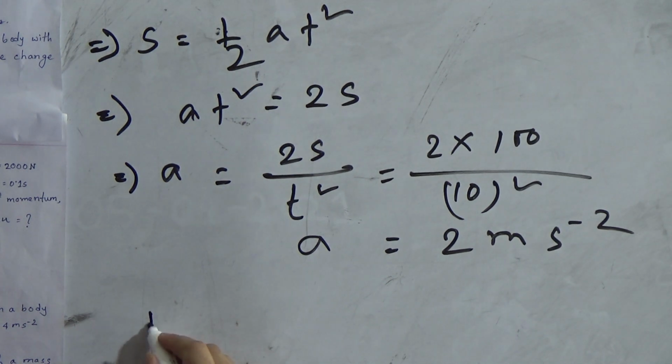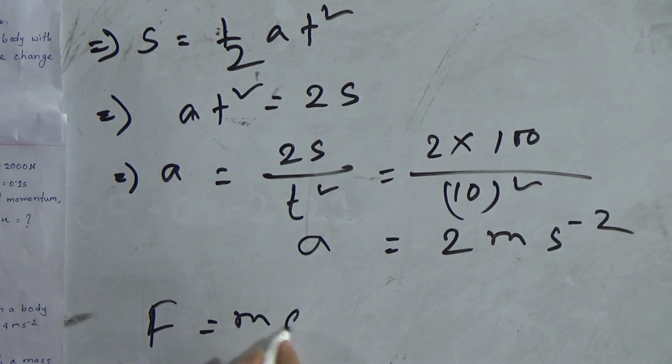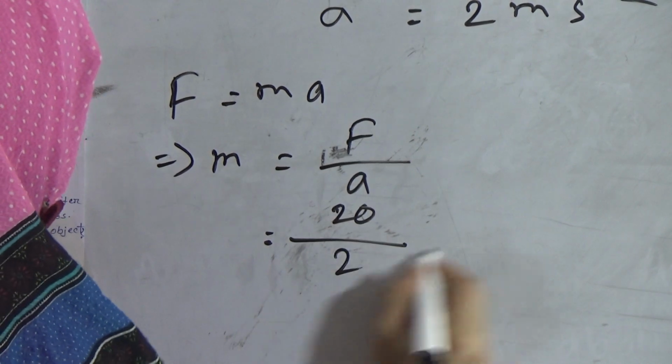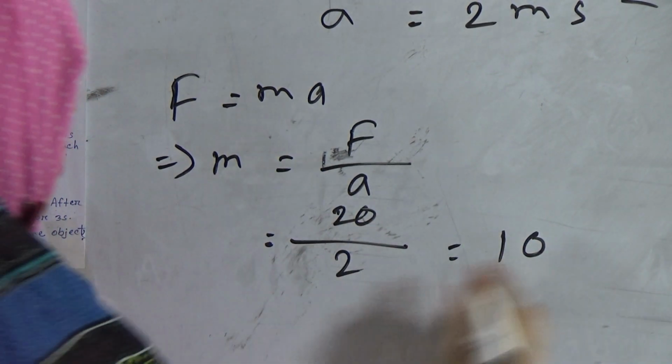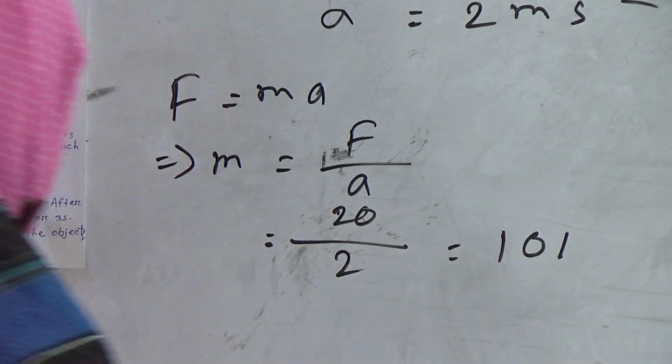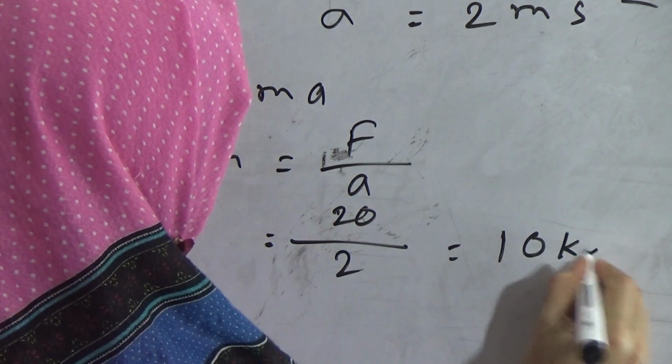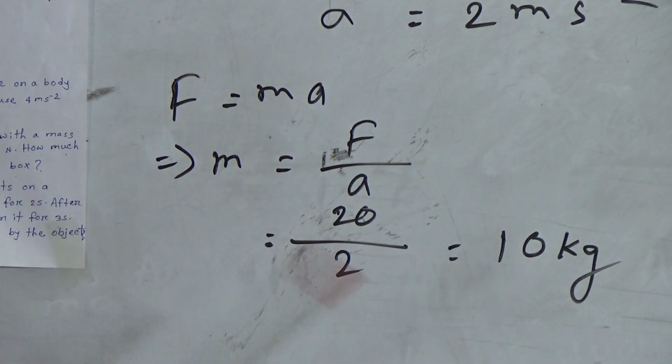What is the mass? And again we know F equals ma. We have to apply this formula. Okay, so m equals F divided by a. F is here 20 Newton, and a is 2. So 10. It will be 10. The unit of mass is kg. So it will be 10 kg. Okay, this is the answer.